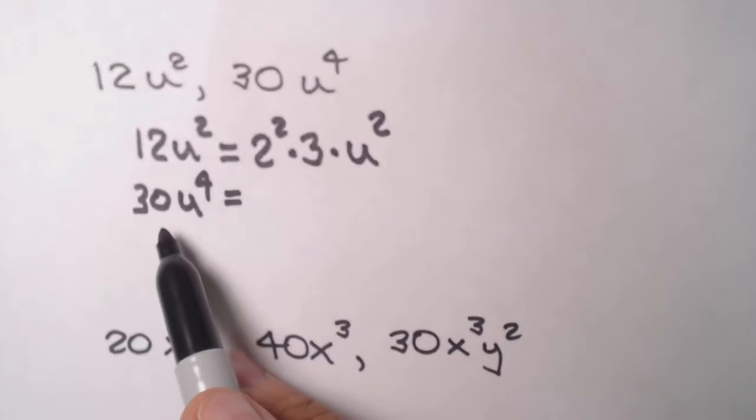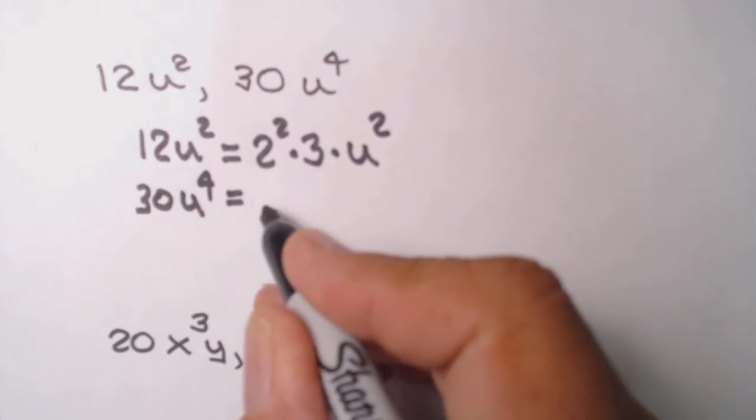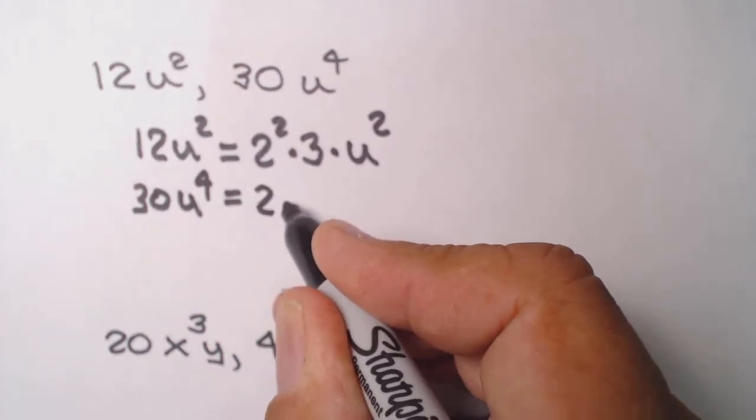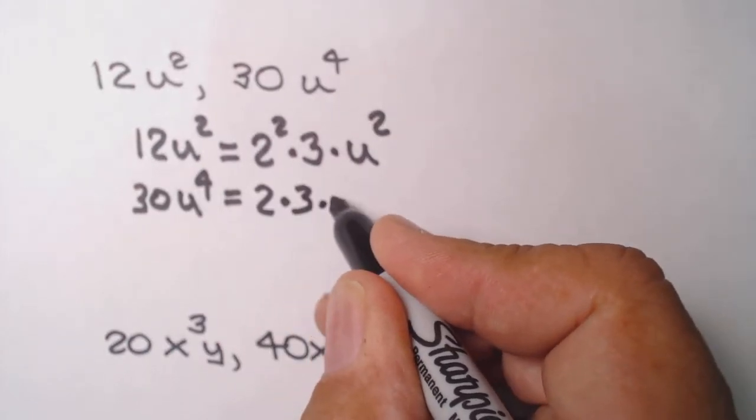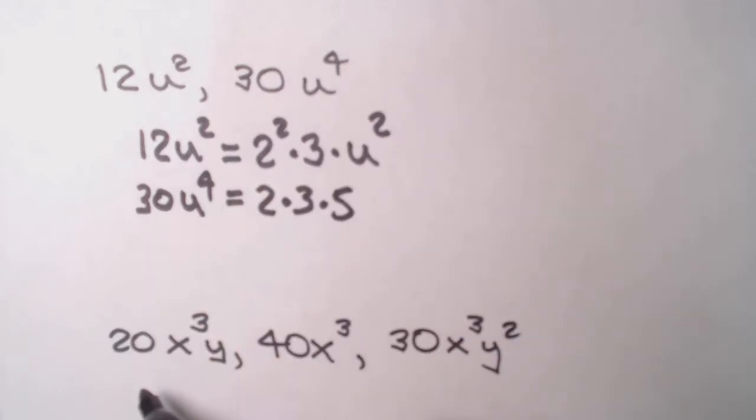Okay. Well, let's see. What can we do with 30? 30 is 6 times 5. 6 is 2 times 3. Those are the prime numbers that make up 6. So I think what we have here for 30 is 2 times 3 times 5. And again, you could do that in a factor tree if you wanted.